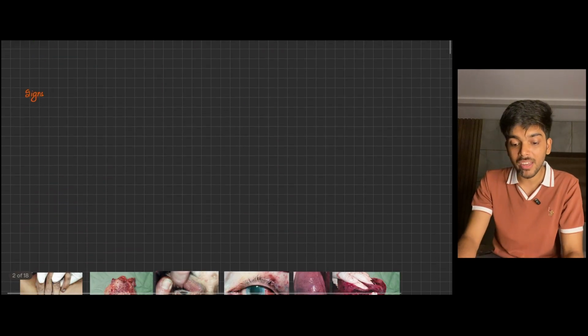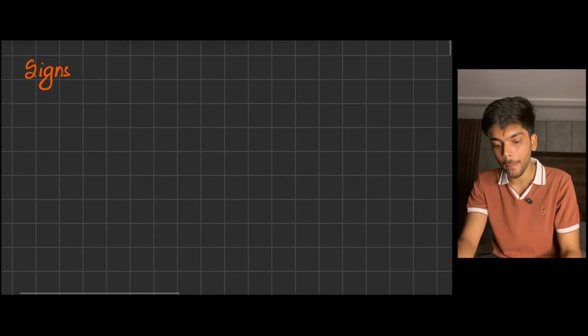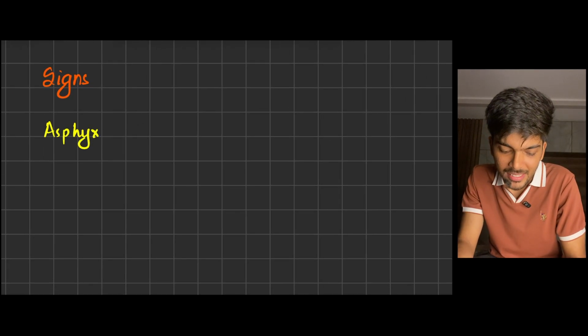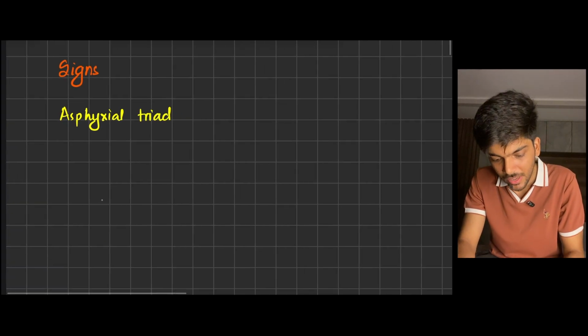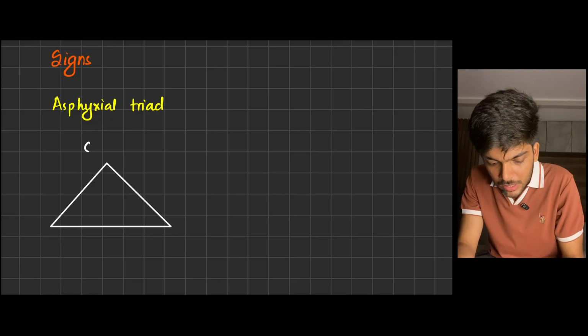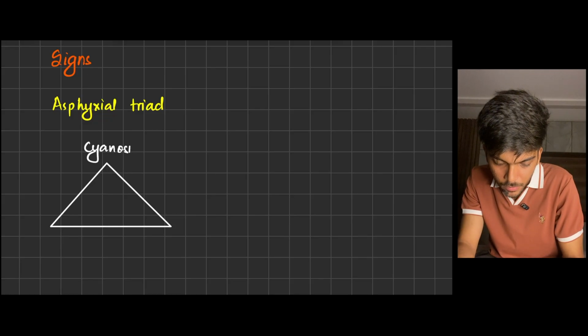Next, what are the various signs of asphyxia? So you have something called the asphyxial triad. So there are three major signs of asphyxia, and they are number one, cyanosis, which is in the form of an external finding.